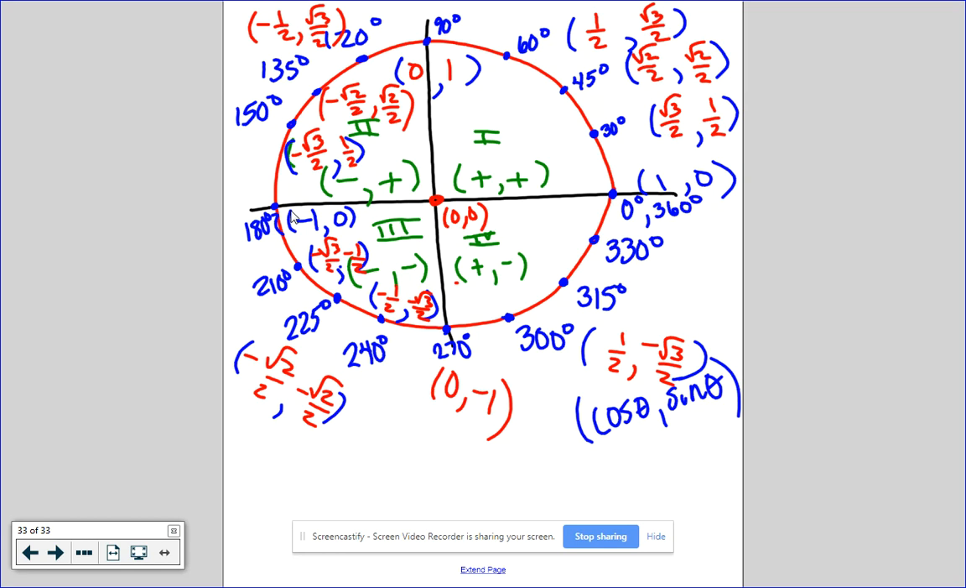Yeah, Jim. Is 240 that negative square root 3? Or did you say square root? Negative. Sorry. Yes, those both should be negative.